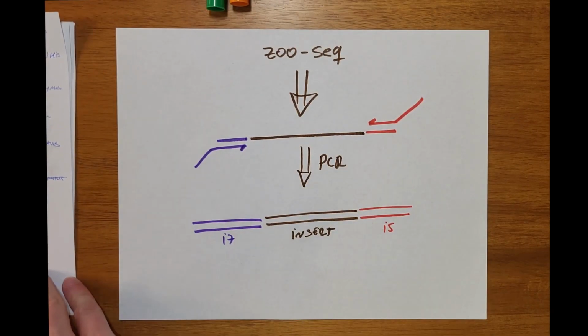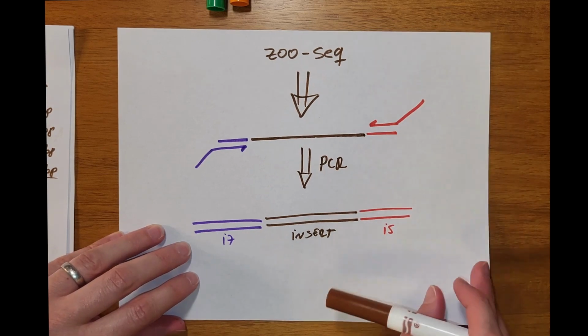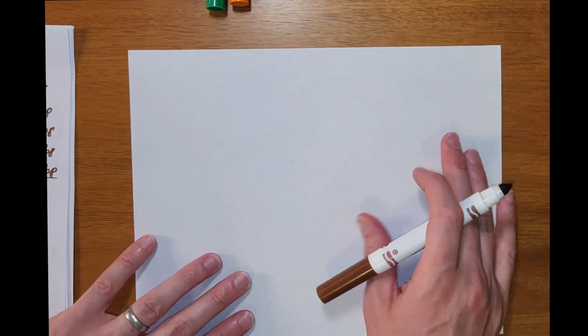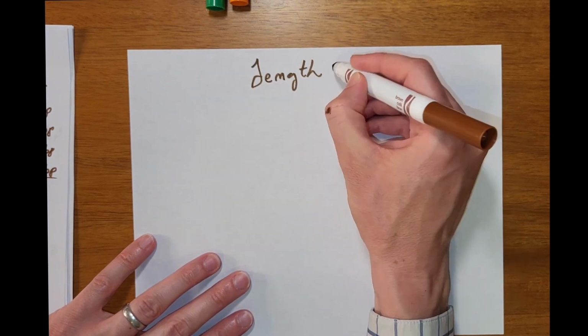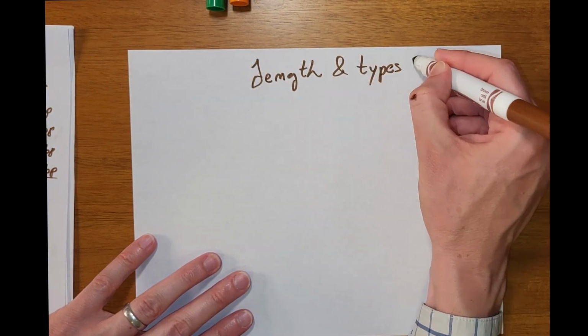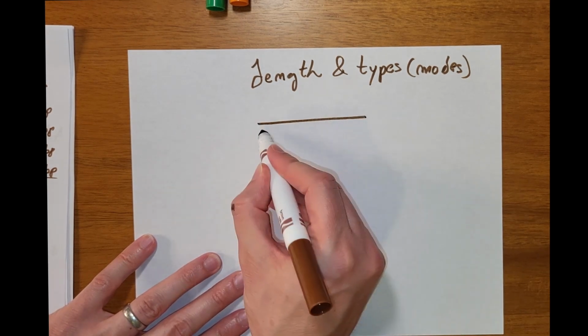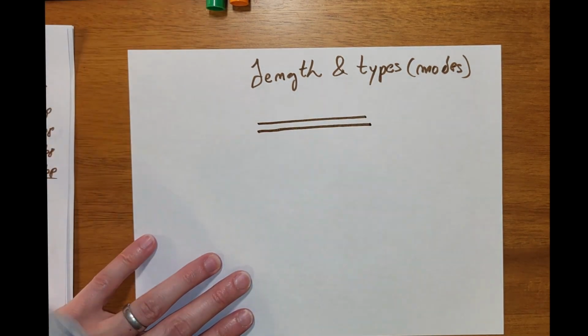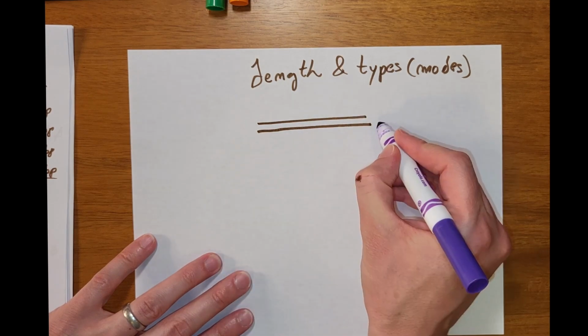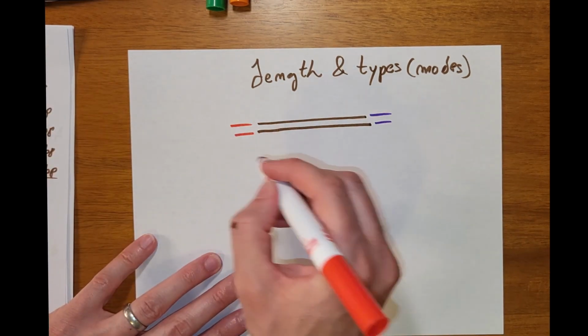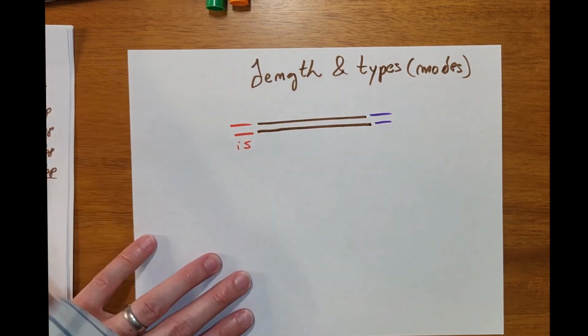Now, let's move to the length of the different types of sequencing. So let's talk about the length and the types of sequencing, or modes of sequencing. So you will have your insert here, double-stranded DNA, and Illumina can only do DNA, and you will have your sequences corresponding to your primers in one end and the other end.